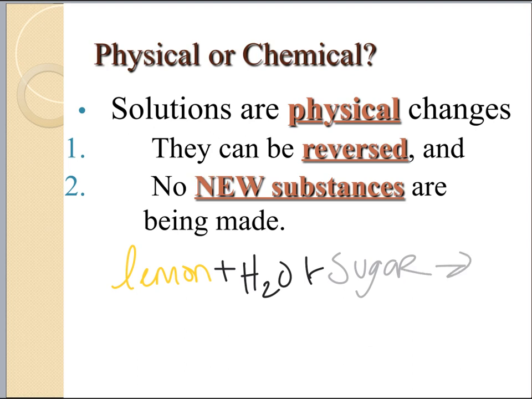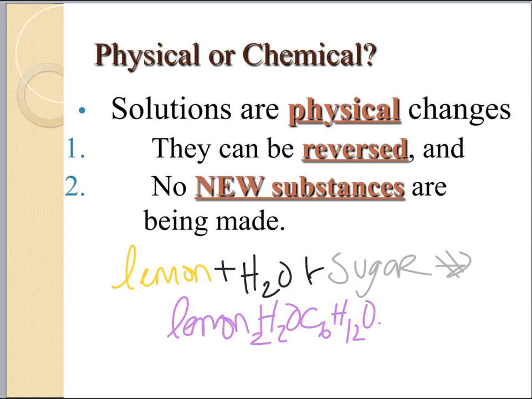When I get done, I am definitely not making this: lemon 2, H2O, and then C6H12O6, which is the chemical formula for sugar. I'm not making this, okay? I'm definitely not making this.